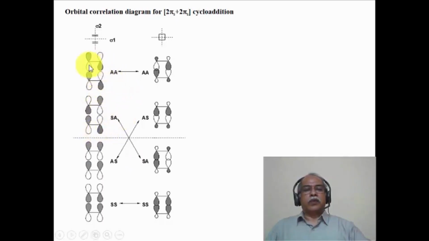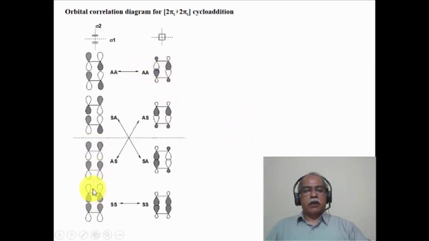Finally the topmost interaction, which is the antisymmetric interaction of the two antibonding molecular orbitals of the ethylene, is antisymmetric with respect to both the vertical as well as the horizontal mirror plane. In the case of the sigma bond symmetry, both are symmetric with respect to the vertical as well as the horizontal plane. With respect to the horizontal plane it is symmetric, with respect to the vertical plane it is antisymmetric. Here the horizontal plane is antisymmetric and the vertical plane is symmetric, which you can see very clearly. Here both the vertical plane as well as the horizontal plane are antisymmetric.